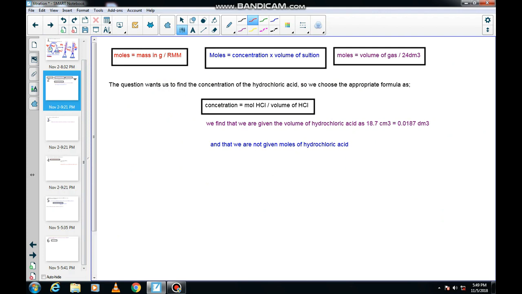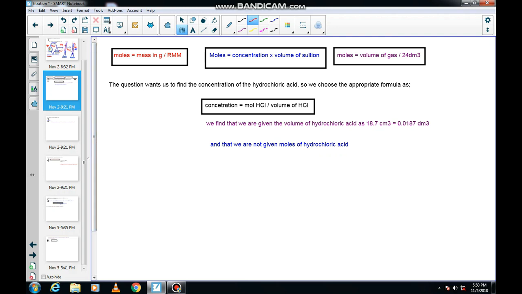Now, let us take a very quick recap. When you are working with moles, it is important to remember these three formulae. The first one says moles is equal to the mass in grams of a substance divided by the relative molecular mass of that substance. The number of moles of a substance equals the concentration of the solution multiplied by the volume of the solution in which this substance is dissolved. Then finally, the moles of a gas is equal to the volume of gas divided by the molar volume of gas at room temperature and pressure, which is 24 decimeter cubed.